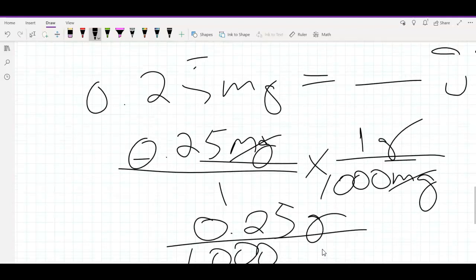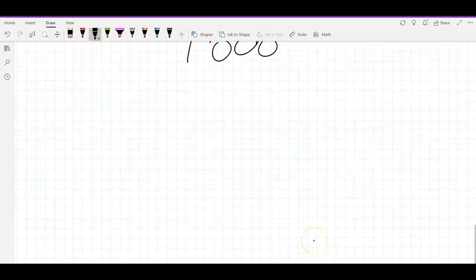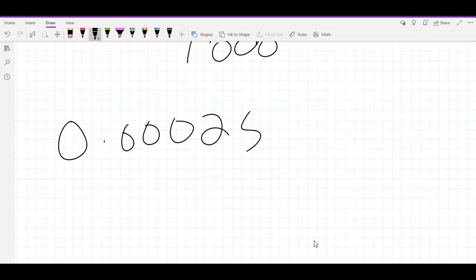So that's going to give you 1, 2, 3. So 1, 2, 3, 2, 5. I'll do it down here. 0.00025 grams.